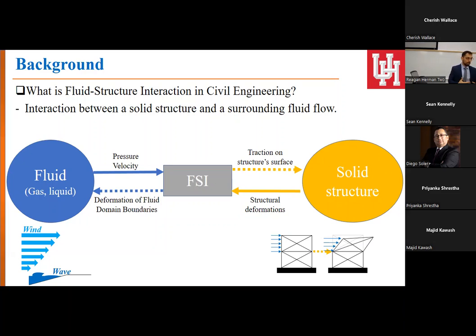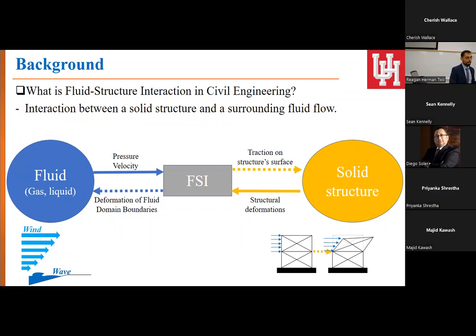The facade then transfers the pressures, based on the characteristics of the fluid flow, to the main load bearing system of the building. So basically the fluid, gas or liquid, exerts pressures, and this pressure depends on the velocity and generally the characteristics of the fluid flow, onto the surface of the solid, which is traction, and then the solid deforms under those loads.